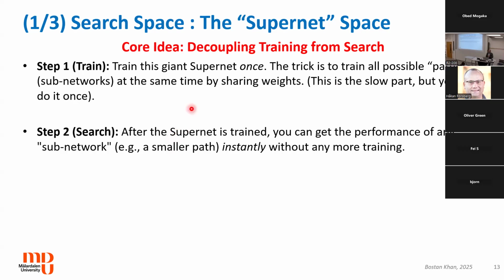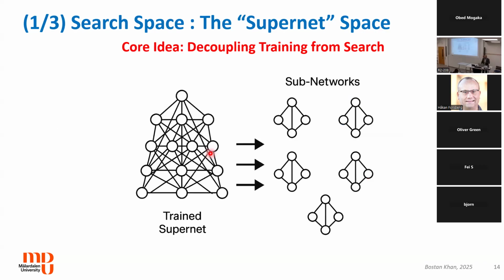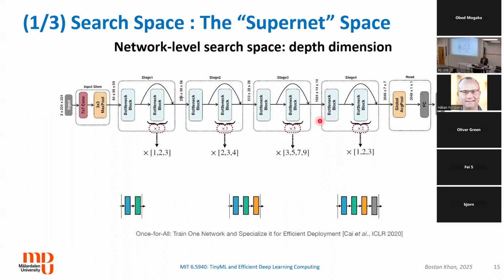So once this giant supernet is trained, then we perform the search step, which costs little compared to training the whole model again, and we take this subnet and then use it. And there is a way of how we search these subnets. So this is the idea. We have this trained supernet, and we just sample these subnets and use them for different tasks. Okay.